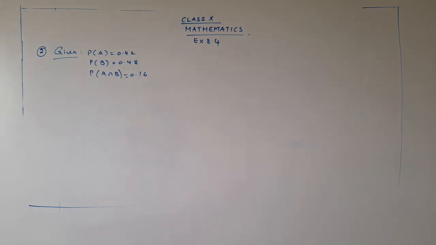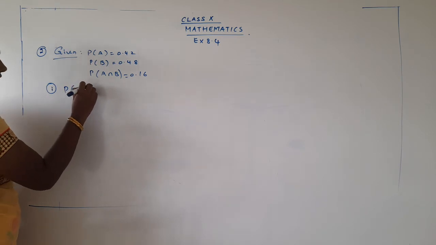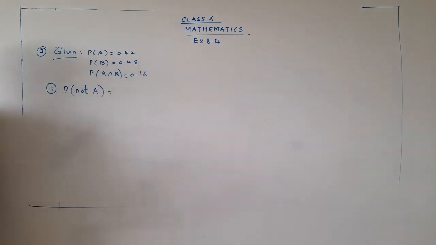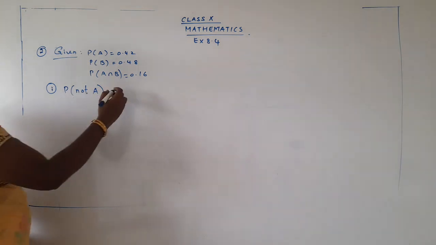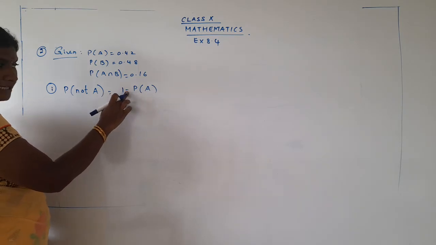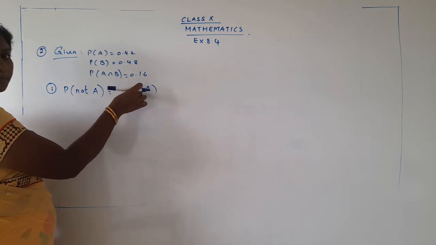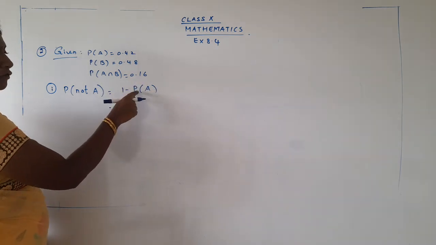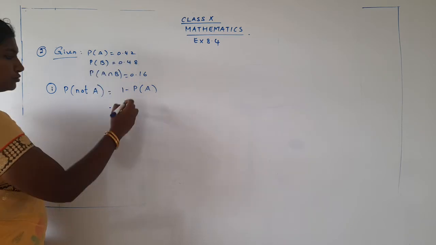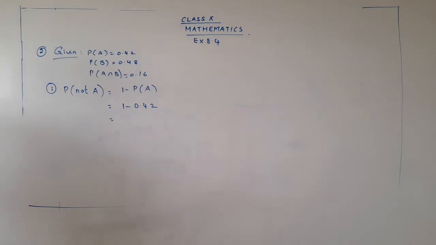The first subpart is to find out P not A. So take the first one, P not A. Okay, this is what you have to find. It's very easy. P not A is equal to 1 minus P of A, probability of A. I know the value for probability of A, that is 0.42. So just put here 1 minus 0.42. Substitute the value.